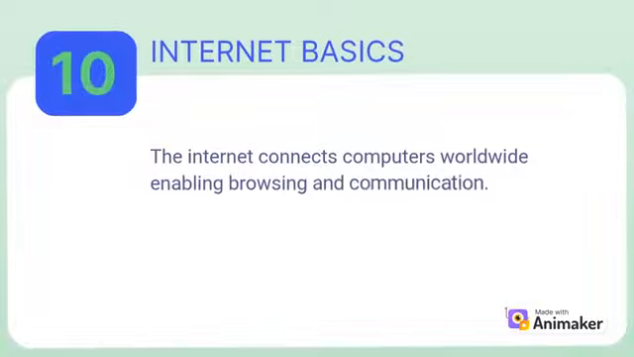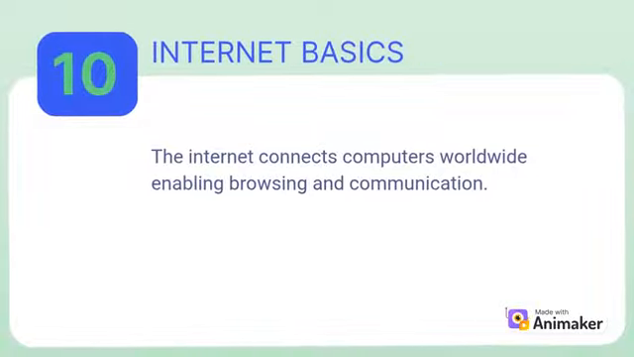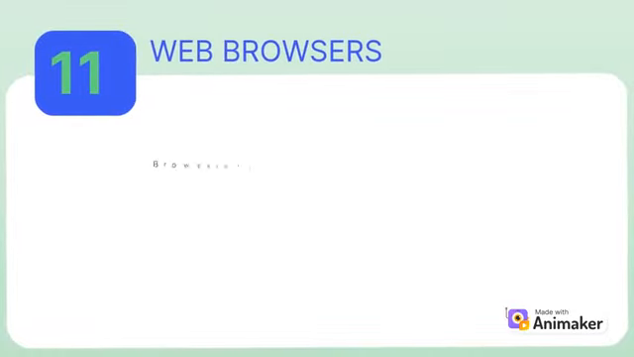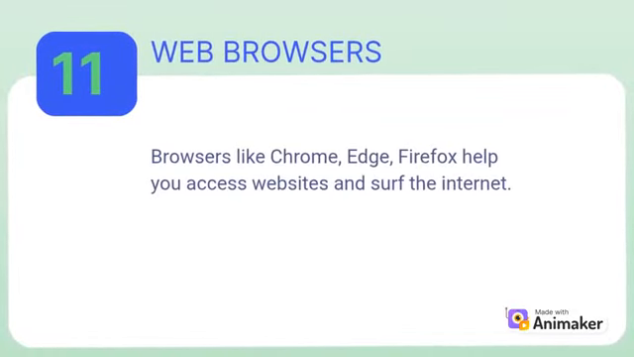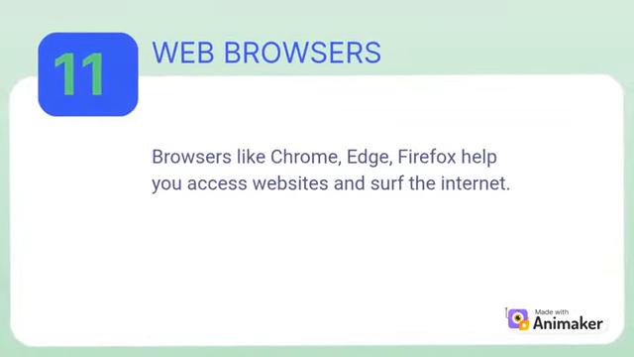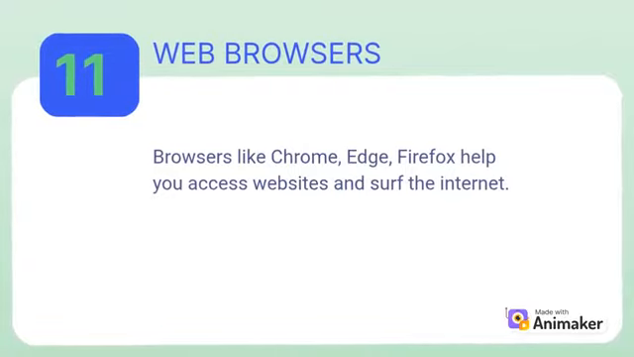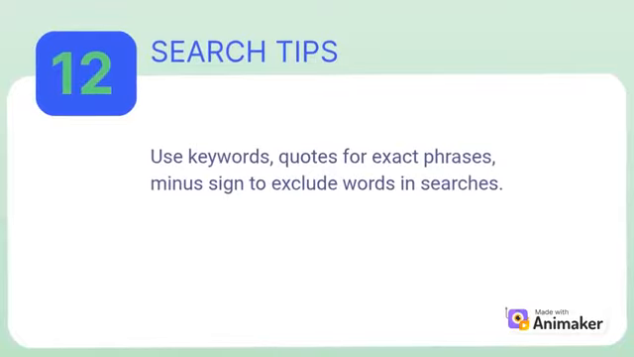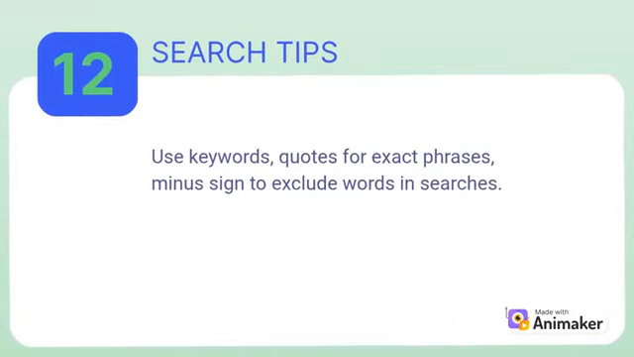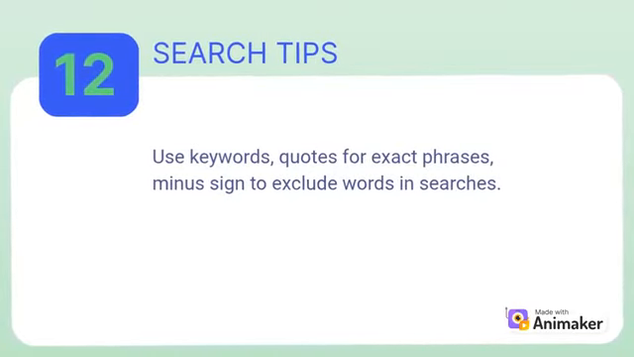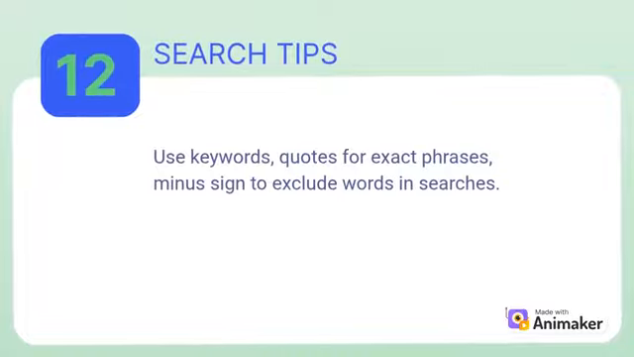The Internet connects computers around the world to share information, allowing you to browse websites and communicate. Browsers help you access websites. Popular browsers include Chrome, Edge, and Firefox. Use any to surf the Internet freely. To search effectively, use keywords, quotes for exact phrases, and the minus sign to exclude certain words. For example, search healthy recipes, minus cake.